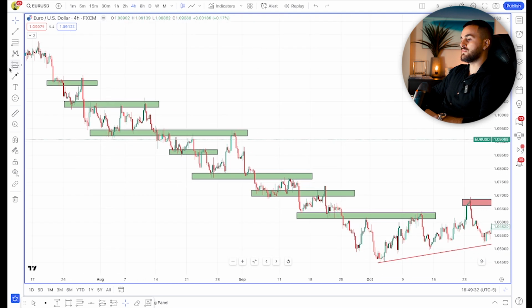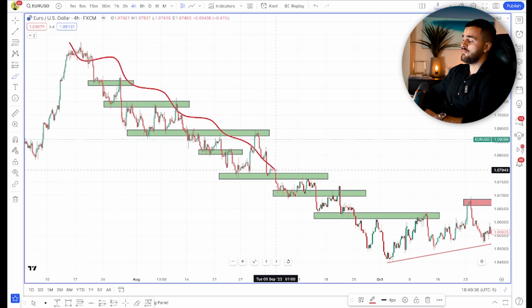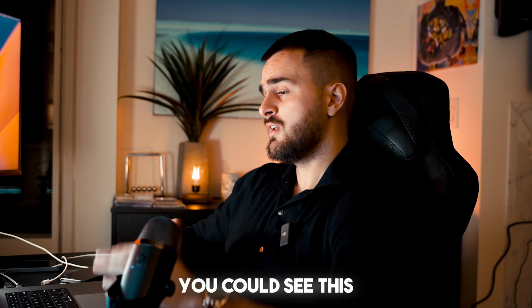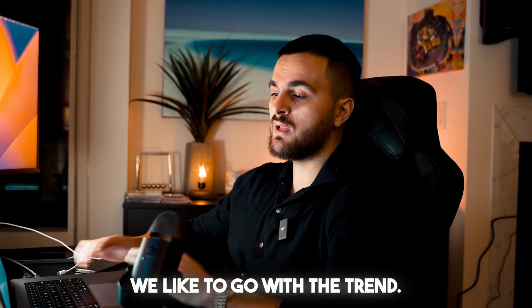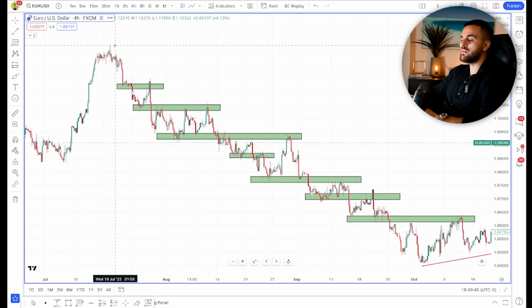and you can see EUR USD for some time was in a trending market, bearish. We were in a downtrend for quite some time here on the EUR USD. You can see this thing was falling. And like we say, we like to go with the trend. The trend is your friend. So what's a simple strategy in the trend?